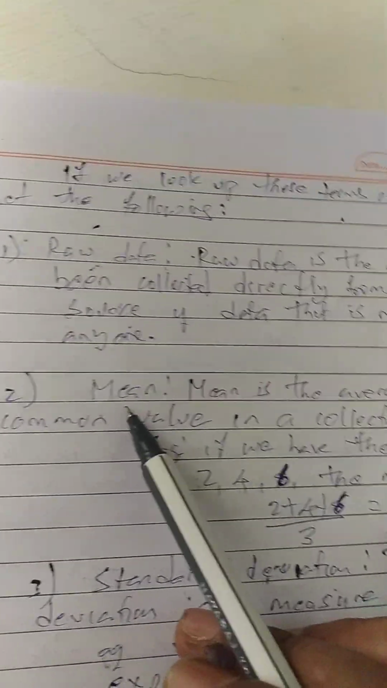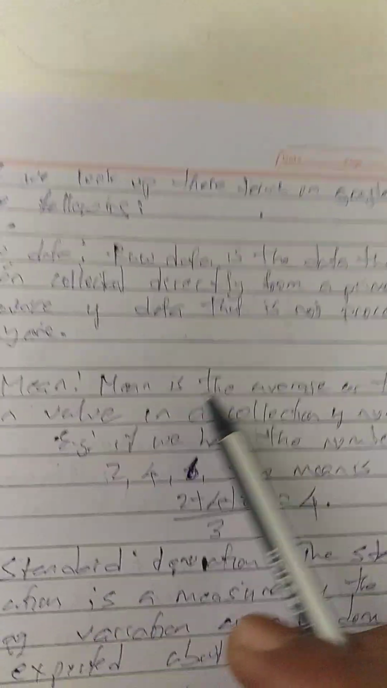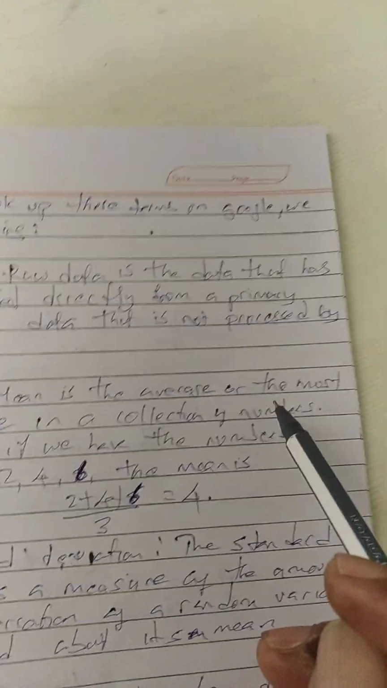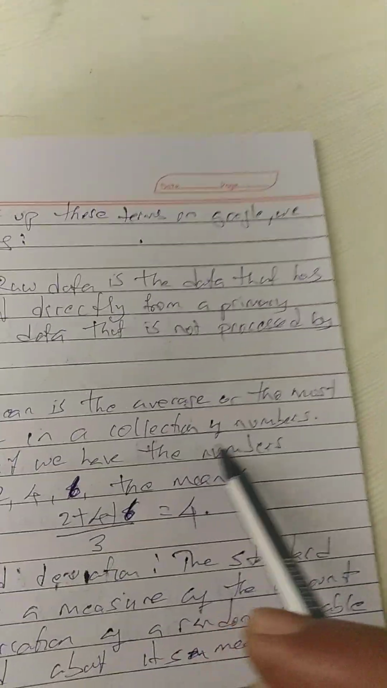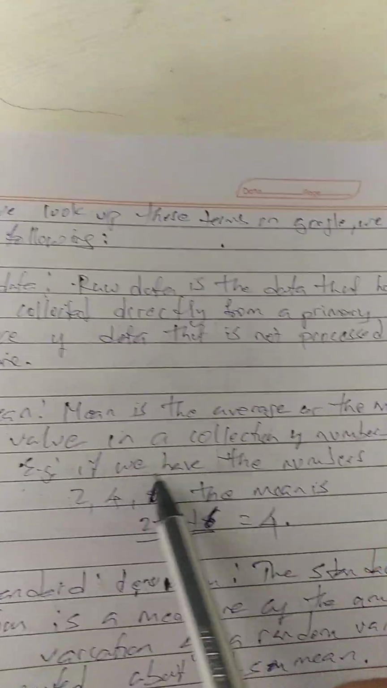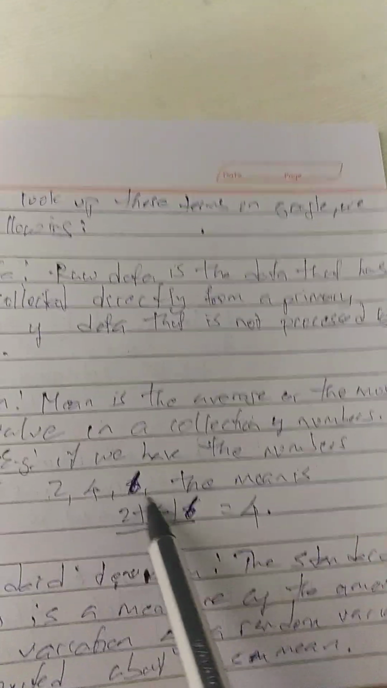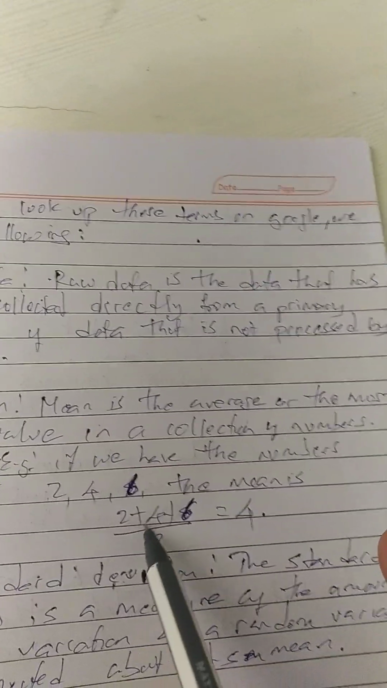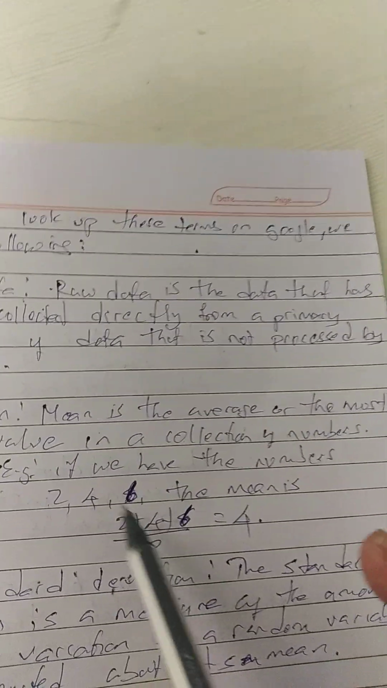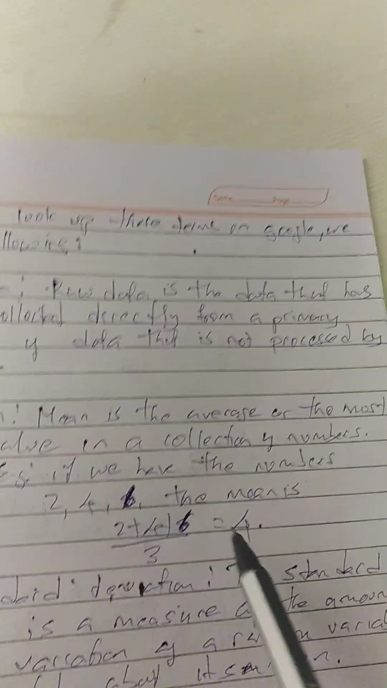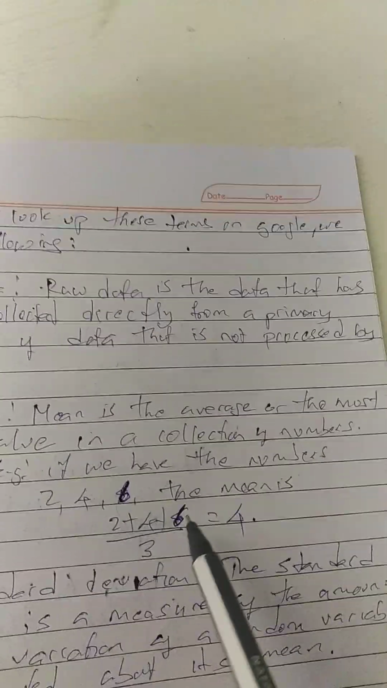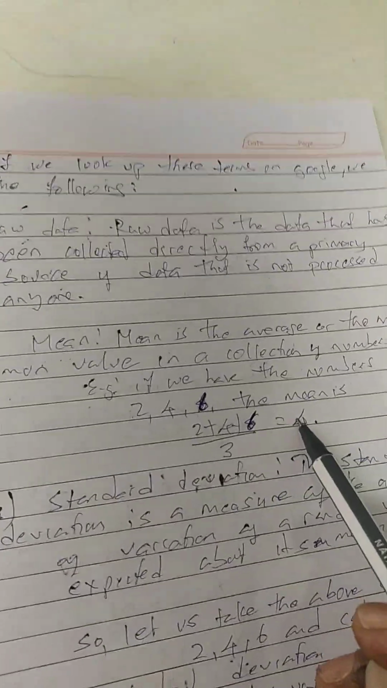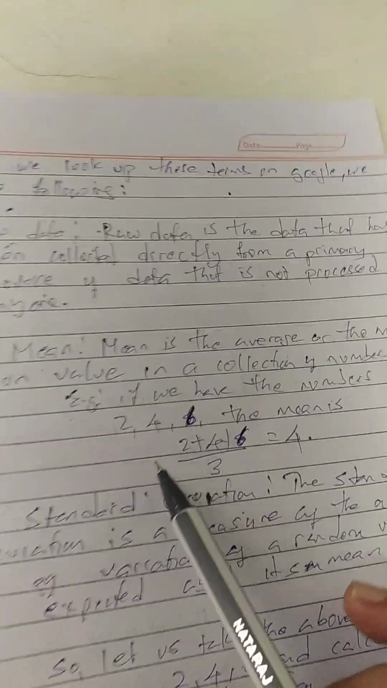The second definition is that of mean. Mean is the average or the most common value in a collection of numbers. Example, if we have the numbers 2, 4 and 6, the mean is 2 plus 4 plus 6 by 3. So 2 plus 4 plus 6 is 12 and the number of observations is 3. So 12 by 3 is equal to 4. 4 is the mean. That is the average value of these three numbers.